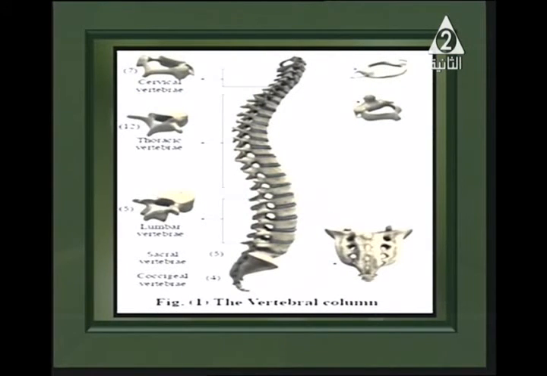This is the vertebral column. We said that we have what? 7, 12, 5, and 4. 7 cervical vertebrae, 12 thoracic vertebrae, 5 lumbar, the largest vertebrae, and finally we have 4 fused, small coccygeal vertebrae.